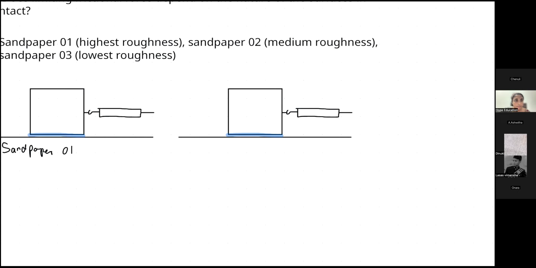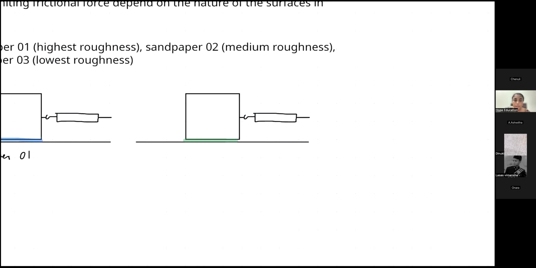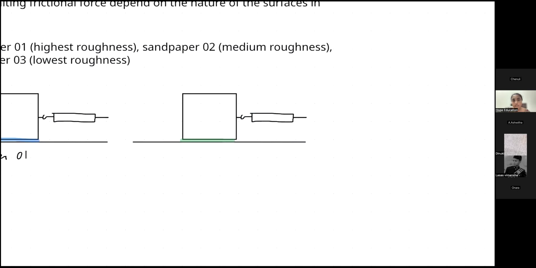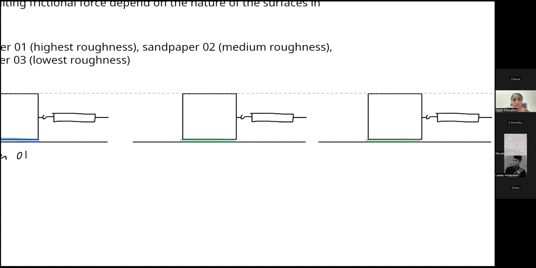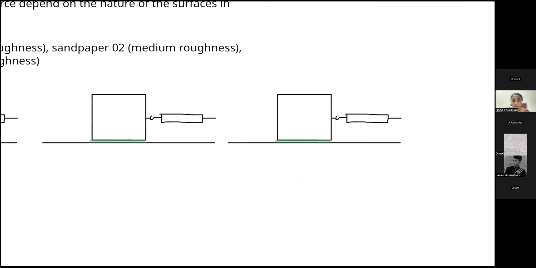So this is my sandpaper 2 and I'm going to do the same, right? Then the same thing I'm going to do for sandpaper 3. තුනේම මම limiting frictional force ගන්න හදන්නේ, right? කොහොමද මම limiting frictional force ගන්නෙ? මම පොඩ force එක වැඩි කරලා when the object is about to move, I get the reading on the Newton's balance because I know that is equal to the limiting frictional force, right?